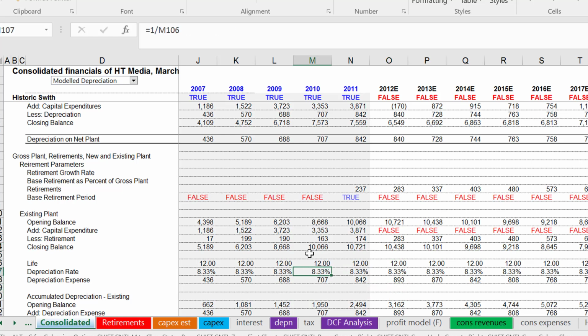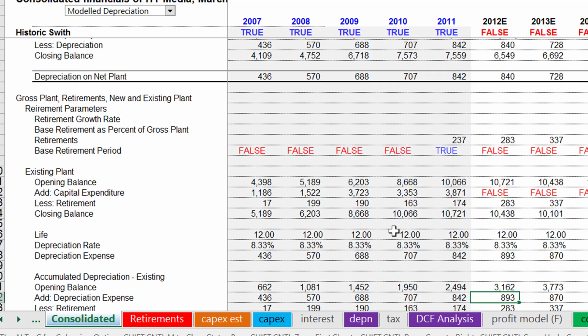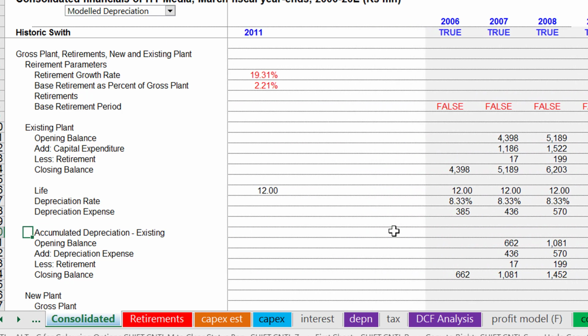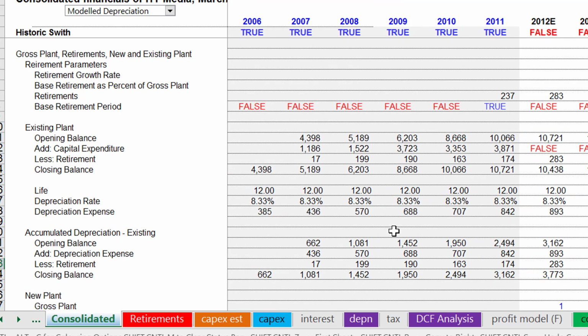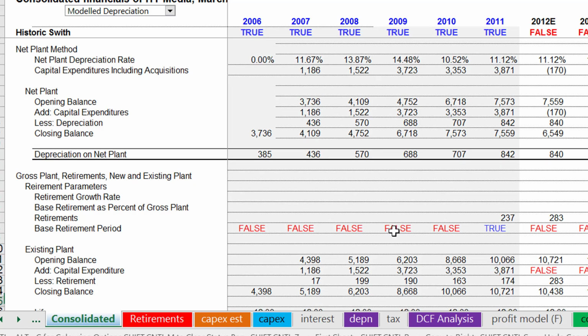Then to get the depreciation rate, you can just take the lifetime of the assets. I assumed it was 12. I made it a round number. And I again multiplied this by the opening balance, assuming that the depreciation comes in at the end. Then you can compute the accumulated depreciation separately. You don't really have to do this, but from an accounting standpoint, I'm not going through too much accounting, the retirement of assets is a reduction in the accumulated depreciation, just like it is in the gross plant. That's why in this net plant, nice simple method, you didn't have to do anything.